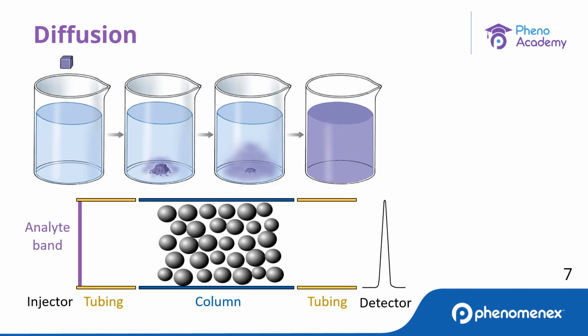Diffusion also happens in the chromatographic pathway. So here on the left, an analyte enters the pathway when a sample is injected. In the middle is the LC column, packed with these spherical particles. And then the analyte travels through the column and then onto the detector. And as you can see, the analyte diffuses along the way, and when it is detected, we get a peak.